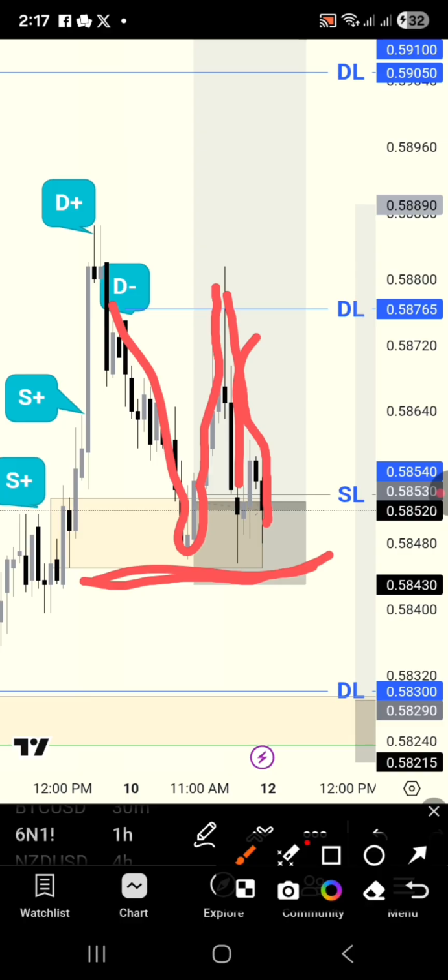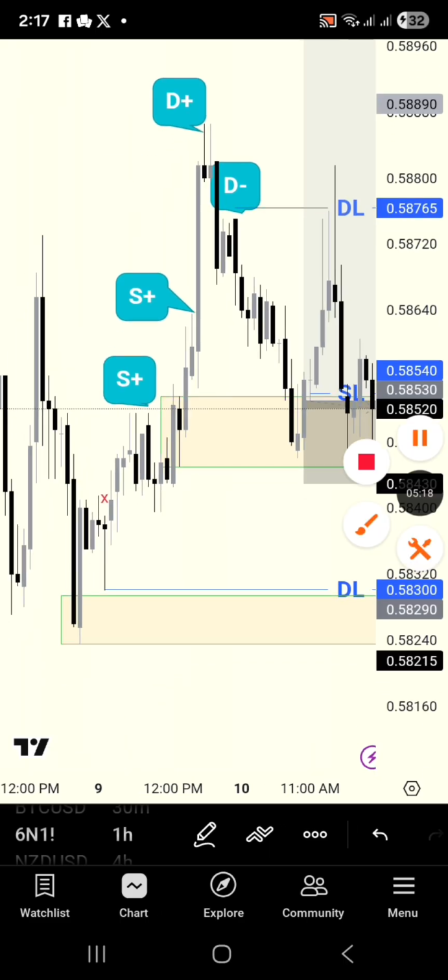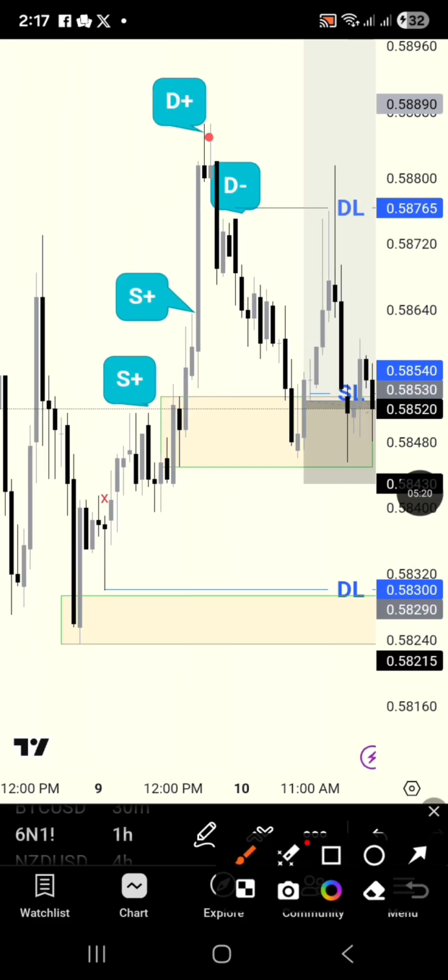So if Monday should come, what am I expecting? I'm expecting price to continue from here upward. But if price should now invalidate this my zone, what am I expecting next? What I'll be expecting next is for price to come down and take this daily liquidity. Why did I know this place is a daily liquidity?